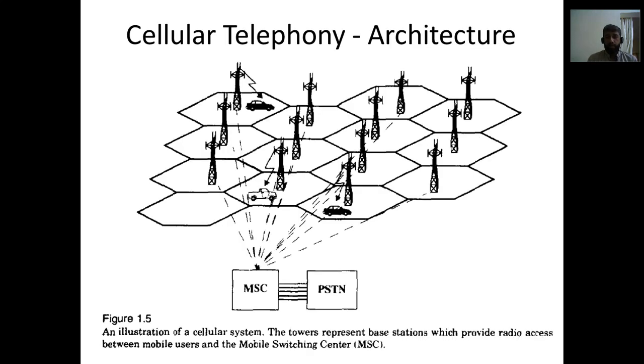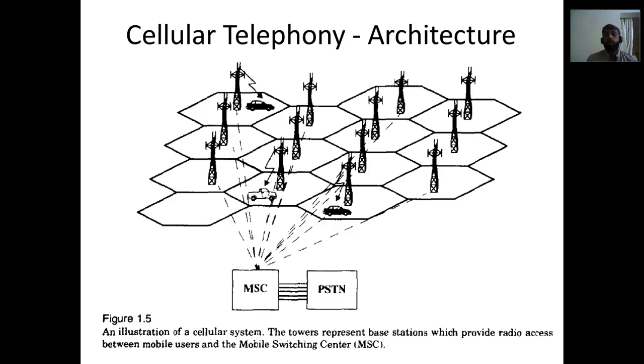Let me quickly describe the cellular architecture here. What we do is divide the entire coverage area into smaller areas which are known as cells. In the figure you can see that there are hexagonal areas identified, and in each area you have a base station. One base station is responsible for providing coverage in that particular service area, which is a hexagonal area known as a cell in modern terminology.